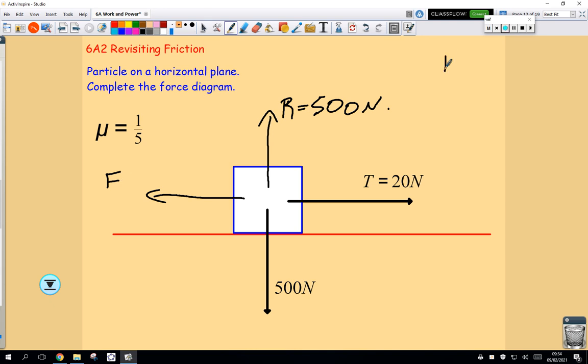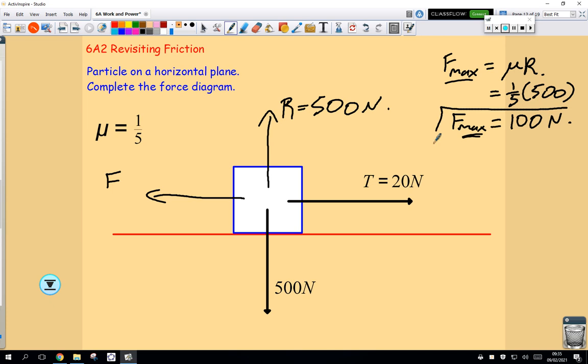I want to think about that friction force. What is the maximum value that friction force can reach? Well, friction can reach up to mu times the normal reaction. Mu is a fifth, the normal reaction is 500, so friction can get up to 100 newtons. That's its maximum value. That's what friction can make it up to. In order to prevent motion, friction can reach up to 100 newtons of force.